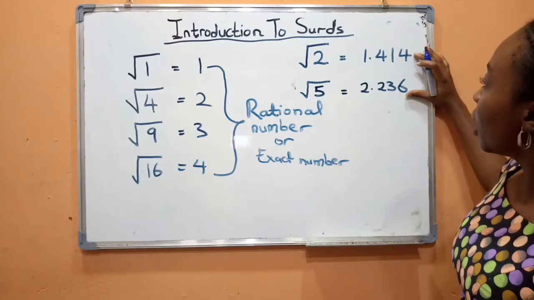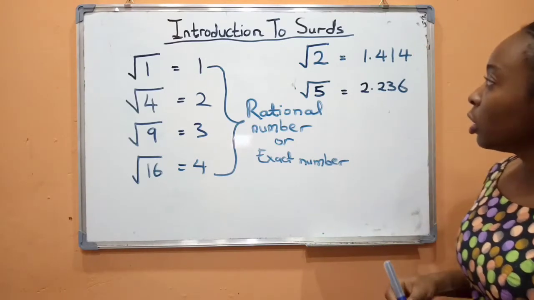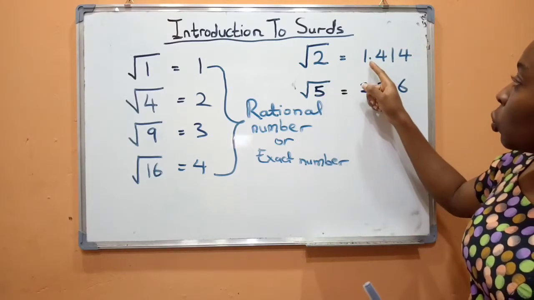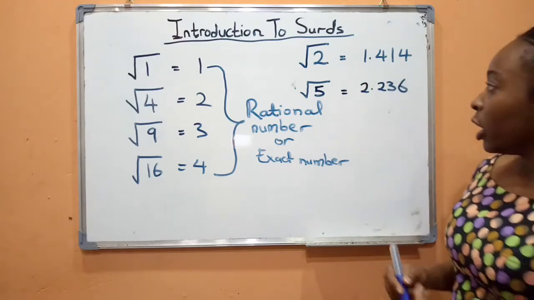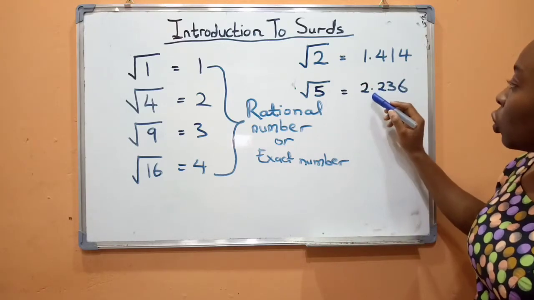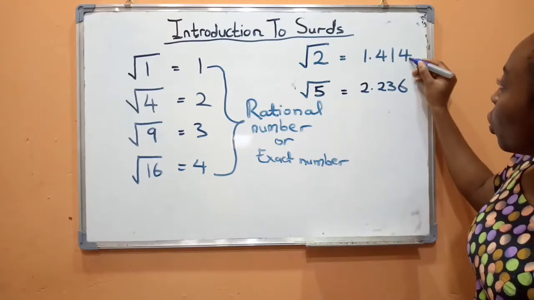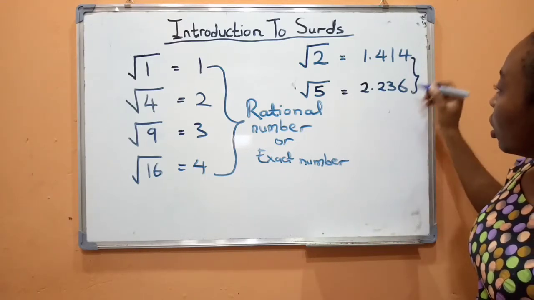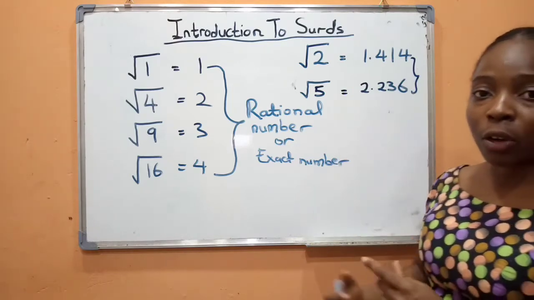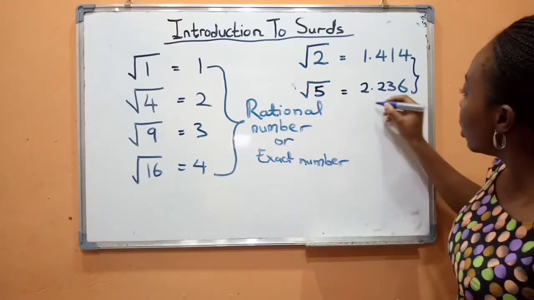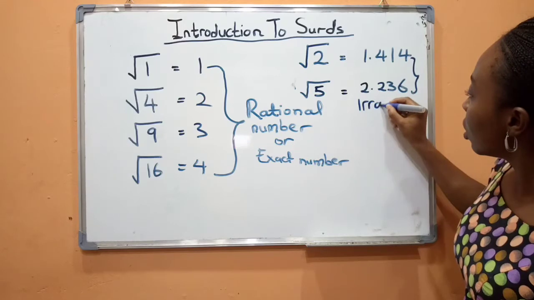However, if you take a look at these two here, you're going to notice something. The square root of 2 gives us 1.414, and the square root of 5 gives us 2.236. You can see that this is not occurring in a whole number, it is occurring in decimal form. So we can call these irrational numbers.